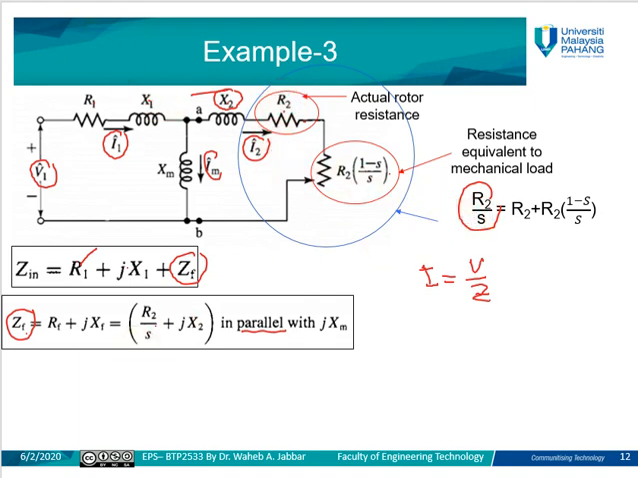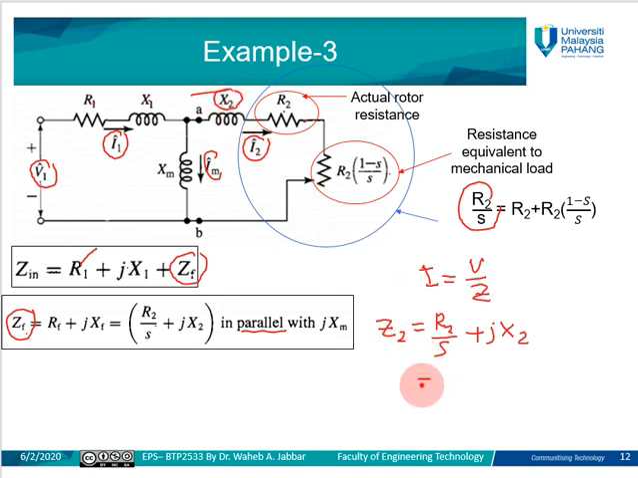So the value of Z2 will equal R2 over S, which is this value, plus that value, so it gives you R2 over S plus jX2. So this is jX2 here, this is X2. Okay, so this will give you the value of Z2.